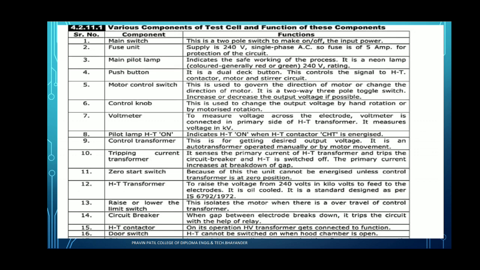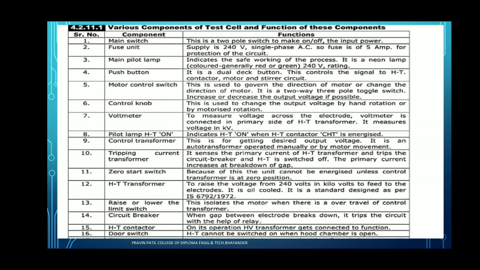Next component of the test cell, and we have to see the function of that component. Next component is the control knob. This is used to change the output voltage by hand rotation or by motorized rotation. So the control knob may change the output voltage by hand rotation or by rotation of the motor. So for changing the output voltage, we have to use the control knob.